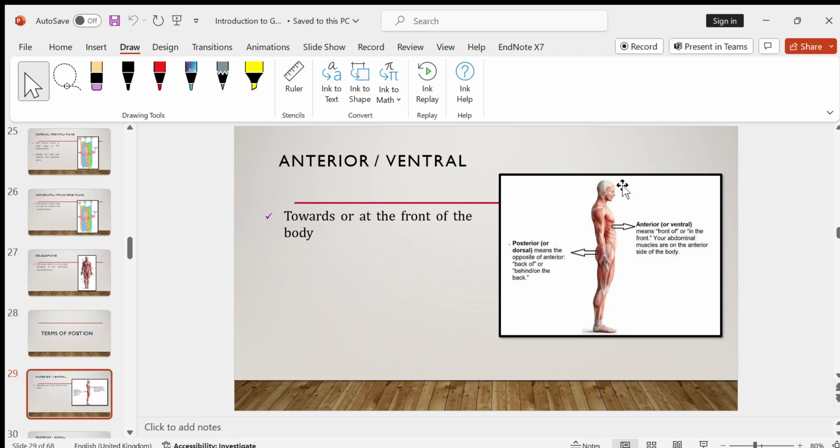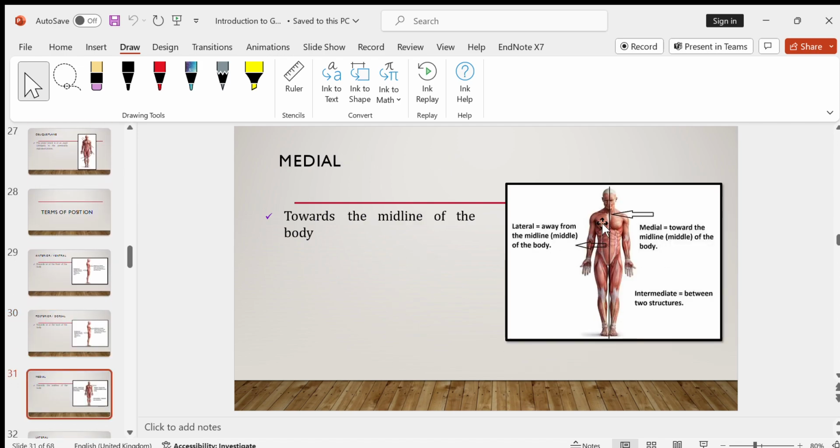Now, the various terms we'll be discussing throughout anatomy. These are the anterior or the ventral position. At the front is the anterior, and at the back is the posterior. Anterior is also called ventral, and posterior is also called dorsal.